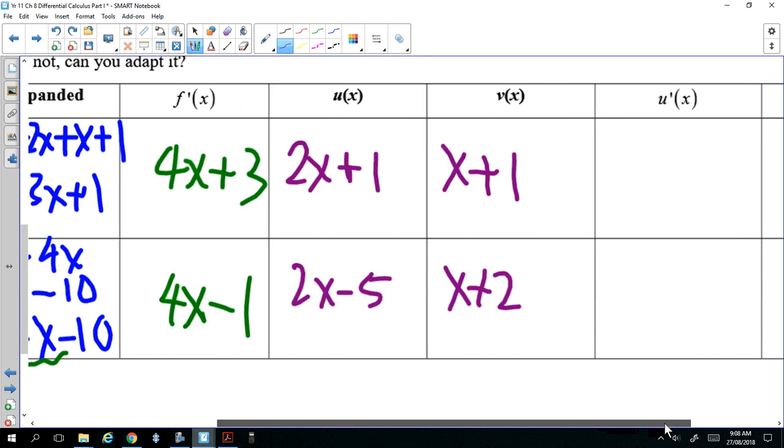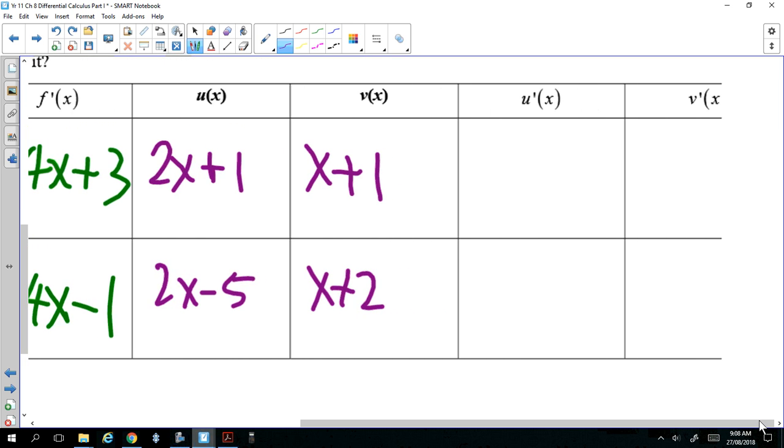So let's differentiate u. Julia, what's the derivative of u? 2. Good. Derivative of v? 1. Okay, good. Easy. Who else haven't I asked? Kira, what's the derivative of u? 2. And Christina, derivative of v? 1. Okay, good. Now watch carefully.